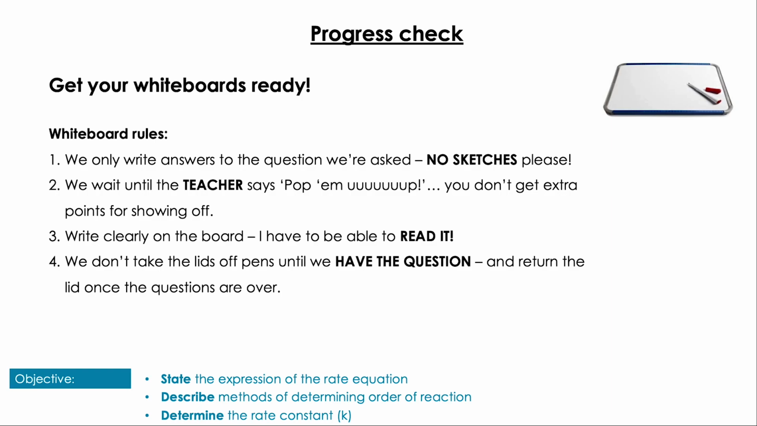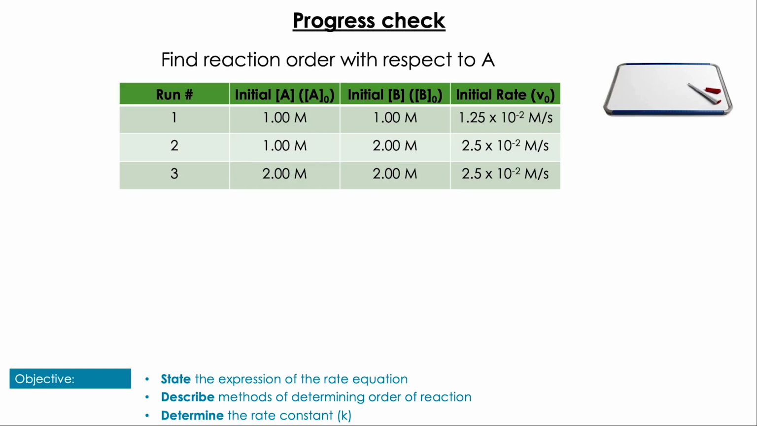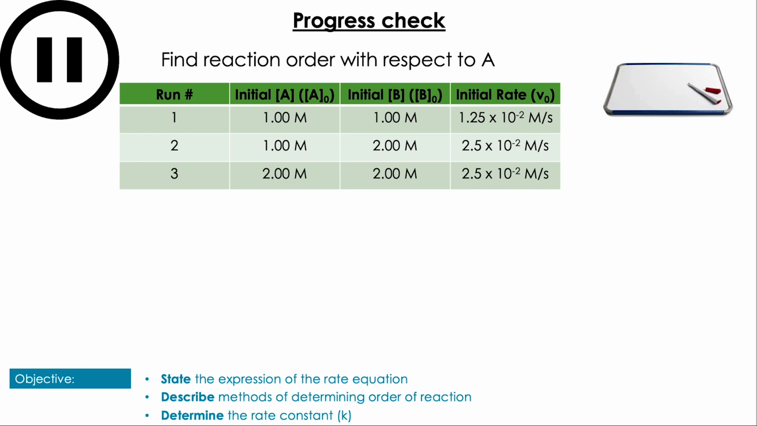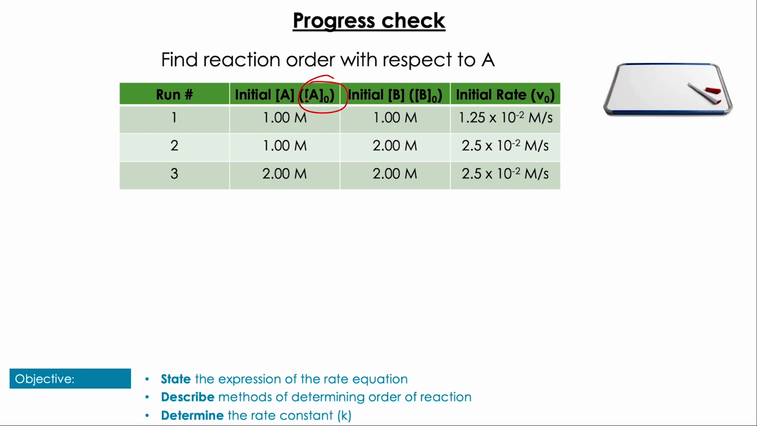So let's do a couple of questions to review. First question, use this data to find a reaction order with respect to A. Pause the video to have a go. Pop them up! So finding for A, we look at experiment 2 and 3, and we see doubling the concentration of A has no effect on the rate of reaction, so it's 0th order with respect to A.